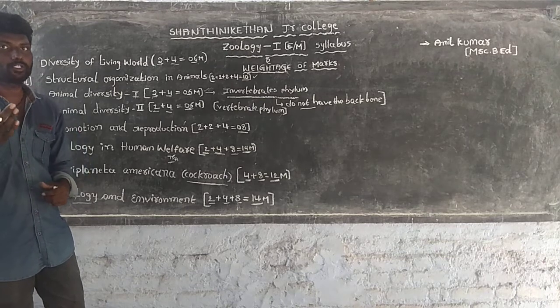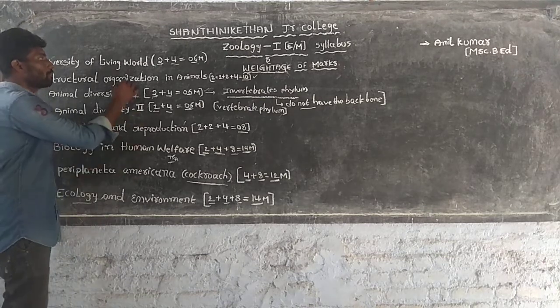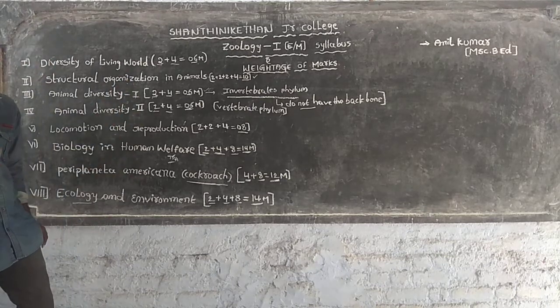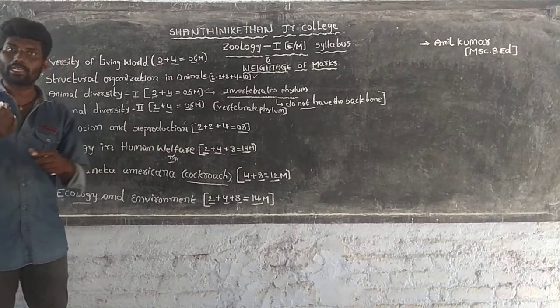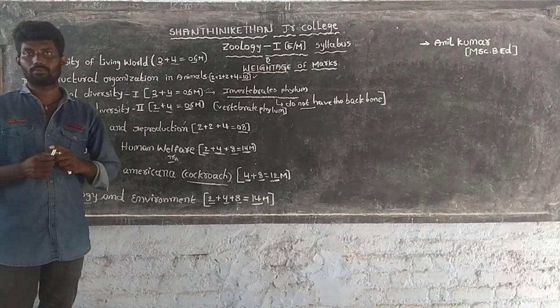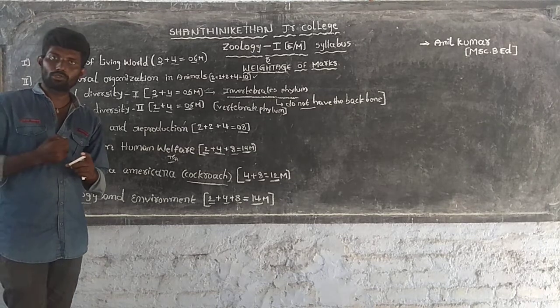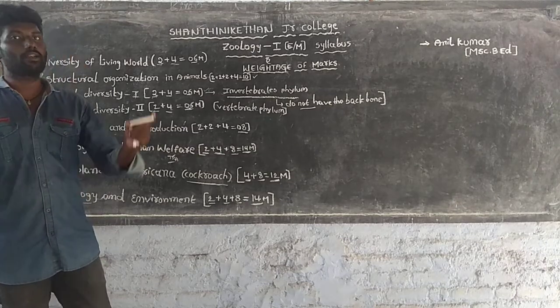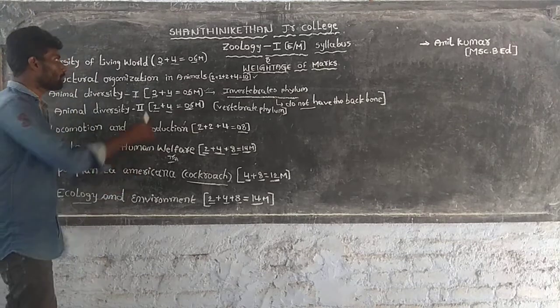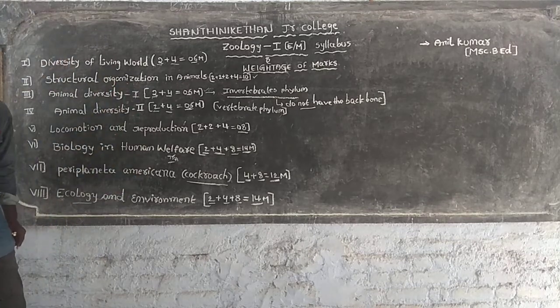This kind of information is explained in the second lesson, Structural Organization in Animals, and it also explains animal tissues. The animal tissues are mainly epithelial tissues, connective tissues, muscular tissues and nervous tissues. All this information is explained in the chapter Structural Organization in Animals.